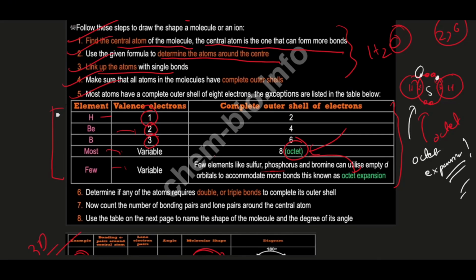It is very few elements, you can clearly see few elements like sulfur, phosphorus and bromine. Just remember these three. Only when the central atom is sulfur, phosphorus or bromine will you see octet expansion and nothing else.